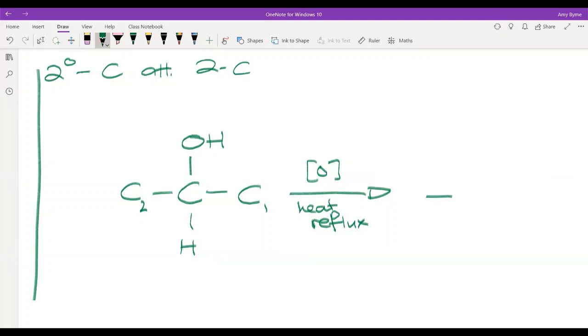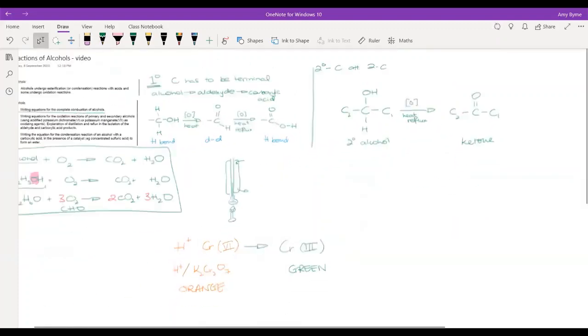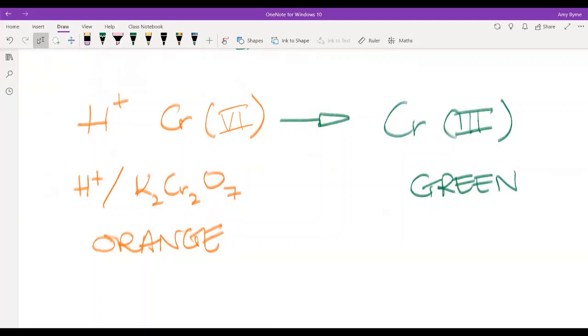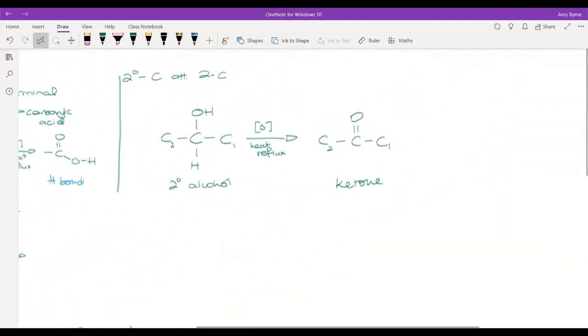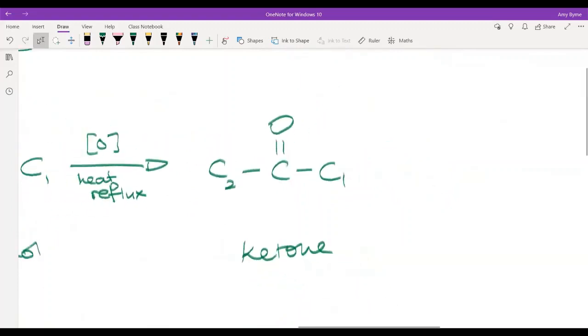I'll call them C2 and C1 again. I end up with a ketone. So I go from a secondary alcohol to a ketone. And again, I use this same dichromate. So again, I will see this orange to green transition as my chromium acts. Now, this is now fully oxidized. I can't fit any more oxygens onto there.